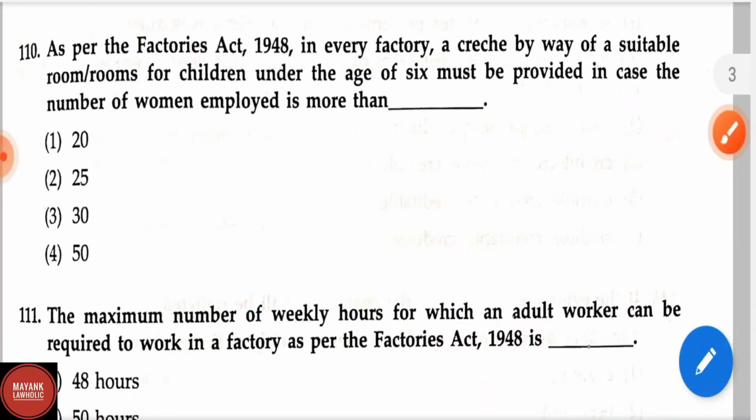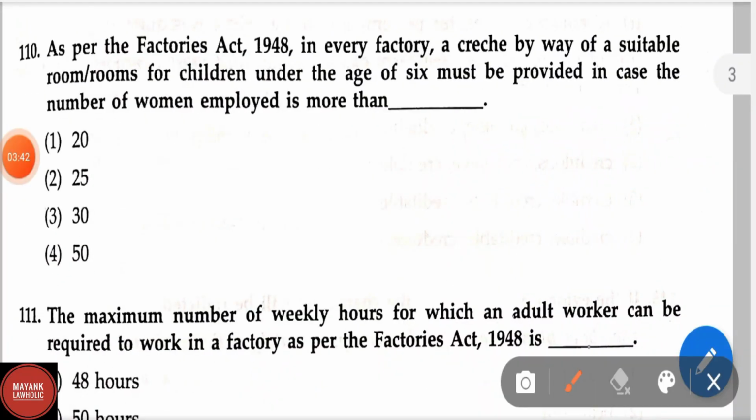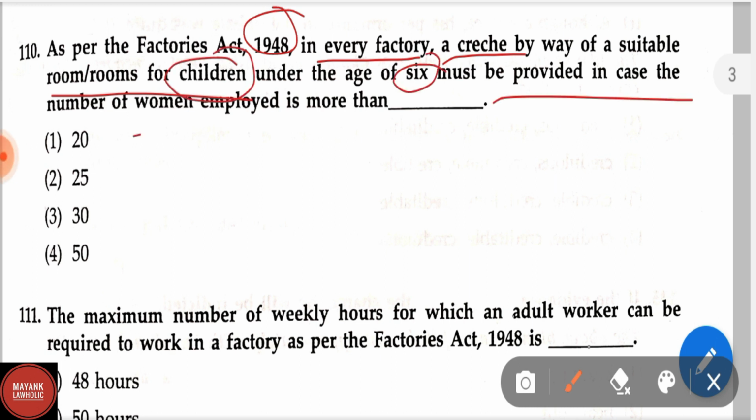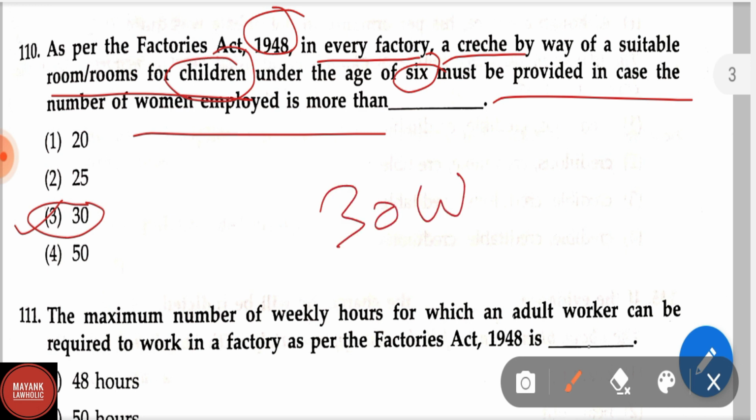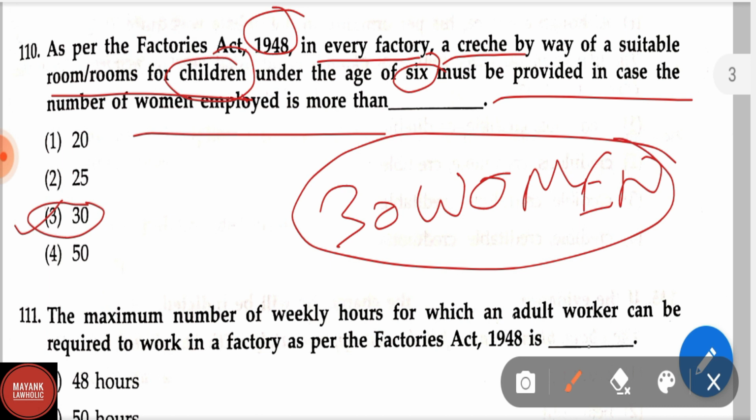Now let us see the question number 110. As per the Factories Act 1948, in every factory, a crèche by way of suitable rooms for children under the age of 6 must be provided in case the number of women employed is more than, answer is 30. Third option is the right answer. If there are 30 women working, then the facility of crèche should be provided as per the Factories Act 1948, for children below the age of 6 years.